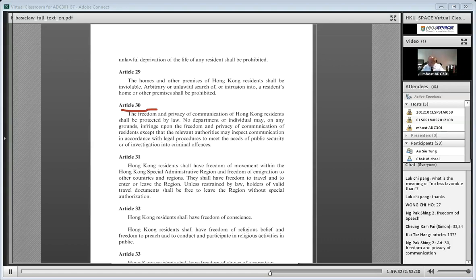Okay, I think that, let me see. Can we turn to 11? The maintenance of public order in Hong Kong SAR will be the responsibility of the government of Hong Kong SAR. The maintenance of public order.